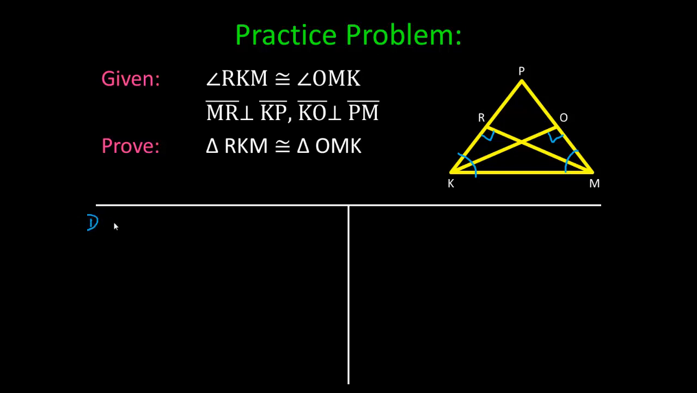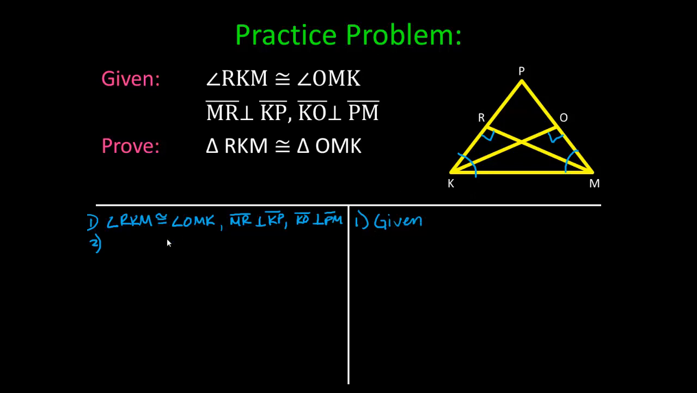So we would start off with angle RKM is congruent to OMK, MR is perpendicular to KP, KO is perpendicular to PM. And that's our given. So what would you do next? Well, I've got triangles that I need to prove, so I need to prove these smaller triangles are congruent. There's a few different ways you could do this.